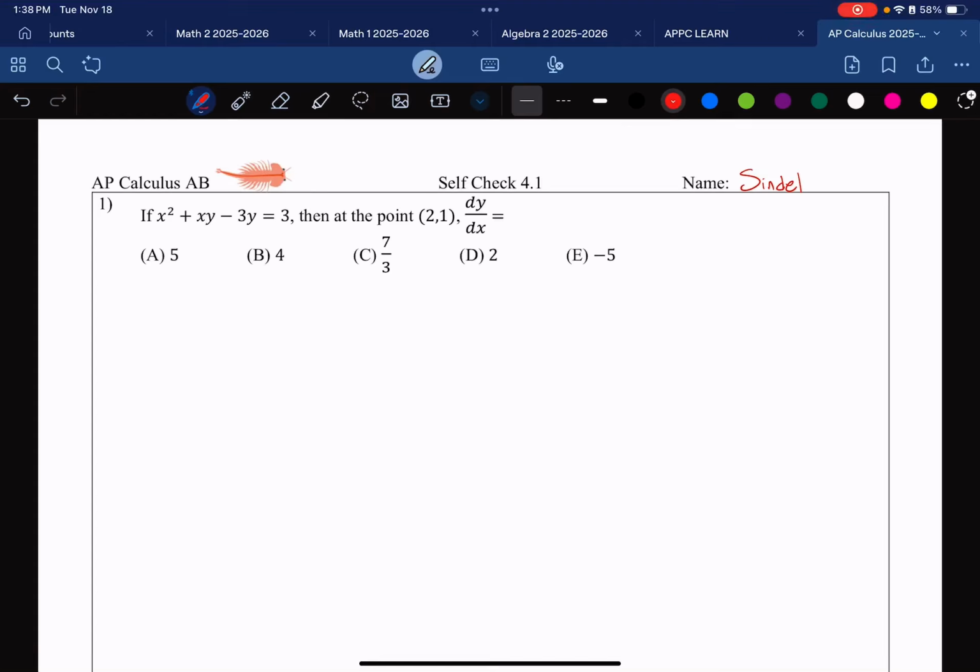This is AP Calculus AB. We are on self-check 4.1. There are 8 minutes to do this because there are 4 questions. You should be averaging about 2 minutes per question on the AP exam.